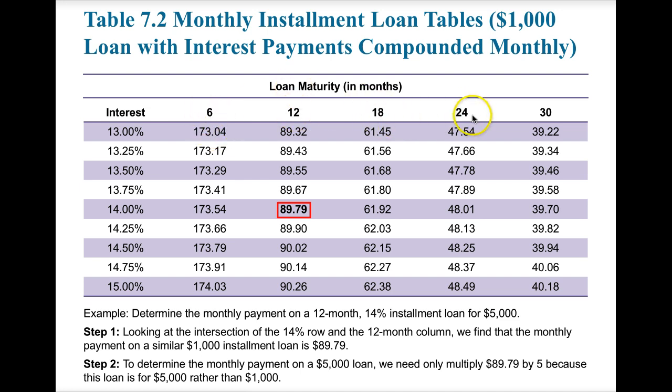12, 18, 24, which is 2 years, or 30 months. So you can see that as the number of installment payments increases, the value of the monthly payment decreases. If you're going to pay it off in 6 months, you're going to pay $173 at a 13% interest rate, or $174 at a 15% interest rate. But if you space it out, you can see that the longer the loan, the lower the monthly payments.